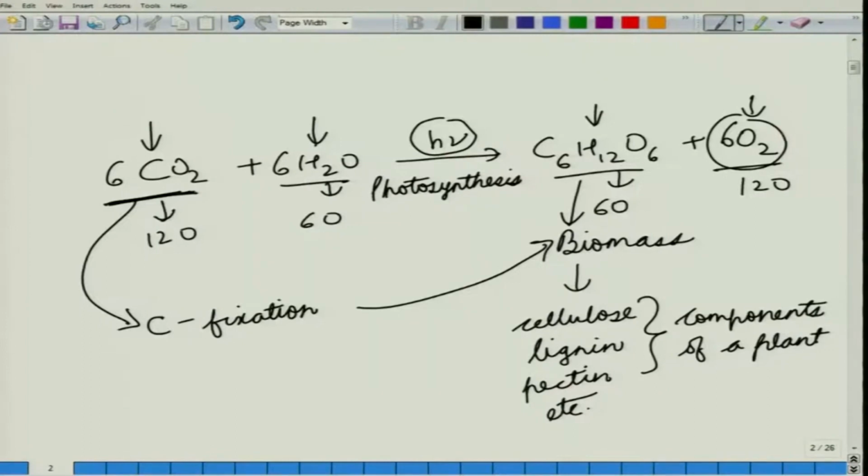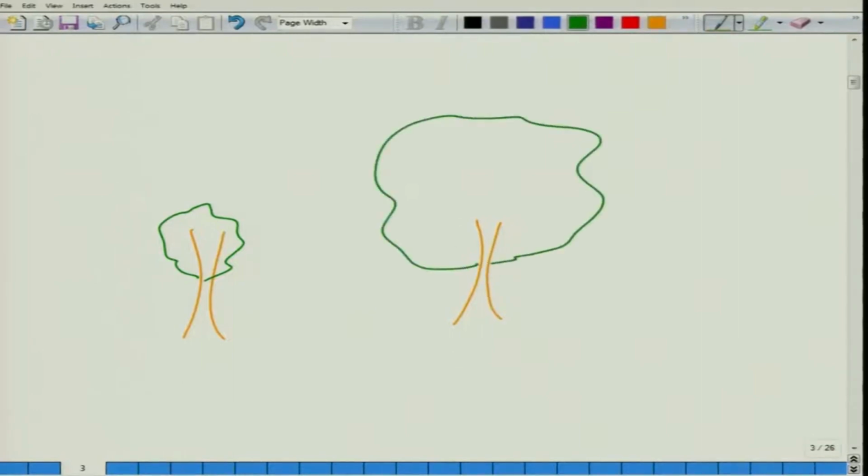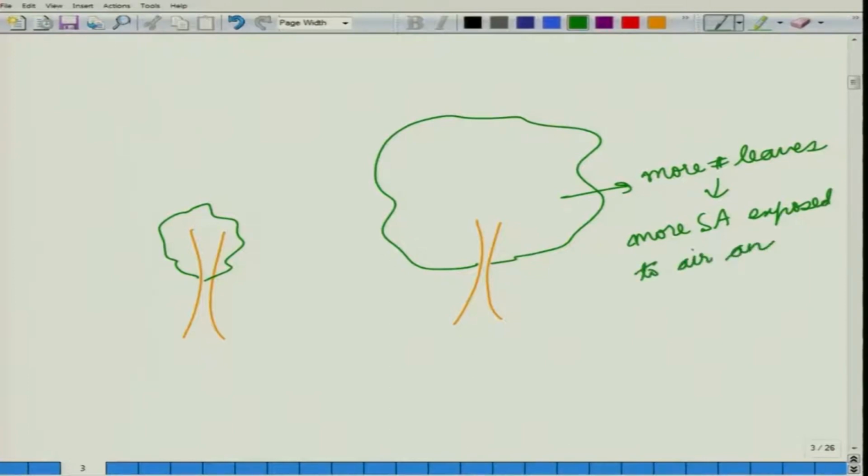Now, when we talk about vigor, we have seen that if we have a plant that has a small crown and if we compare it with another plant maybe of the same size, but with a much bigger crown, this will be able to, because it has more number of leaves or more surface area exposed to air and sunlight.